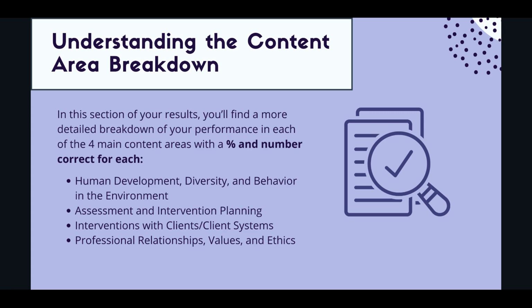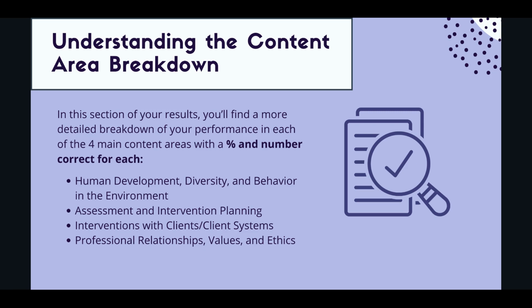And let's say maybe in another section, assessment and intervention planning, you got 80, 85, maybe even 90% right. You're an expert at that area. Again, just maybe a quick refresher on that area as you study again, but it should not be your focus area the second time around. So again, for these 4 content areas, you're going to get a percent correct and a number correct, and these are the exact same 4 content areas that you saw in the KSA document.